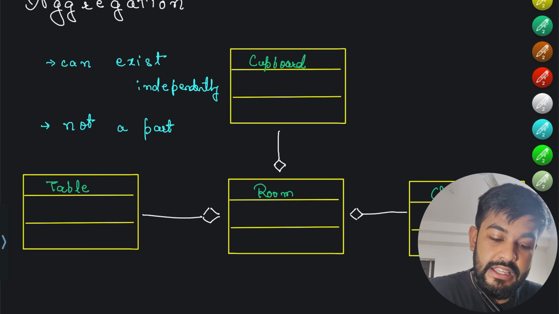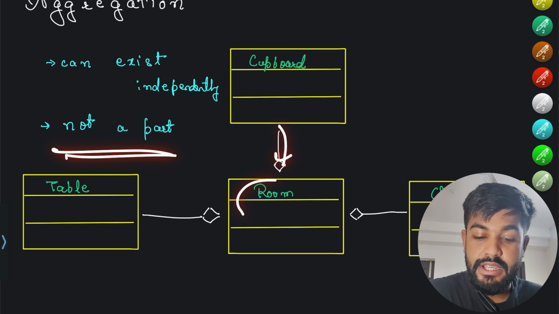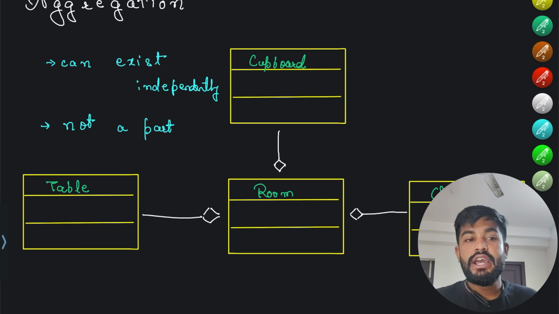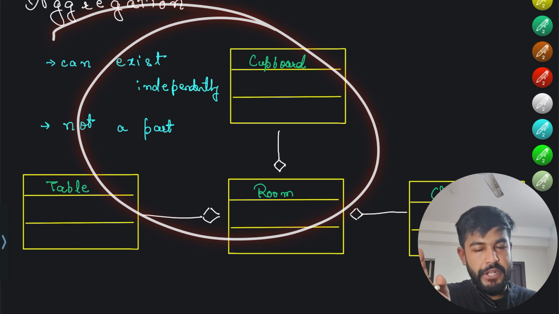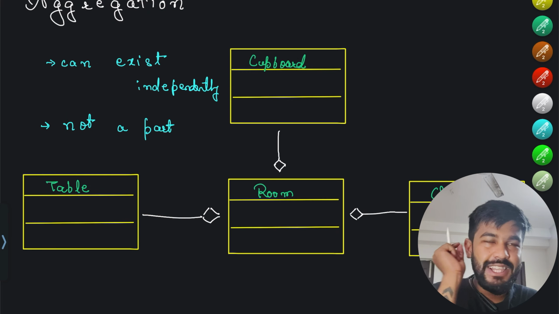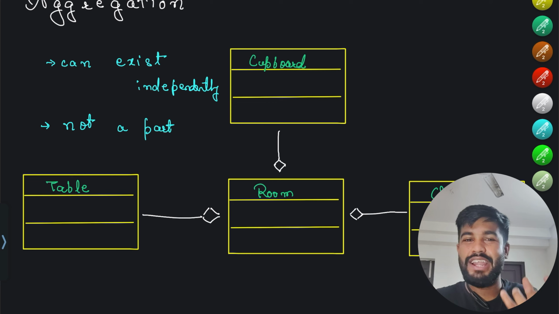So a room is an aggregate of a table, but the table can exist independently. And obviously it is not a part of the room. A part should be like someone who is a part of me, which means he can't exist without me. This is what aggregation means. For remembering, you can just take it as a healthy relationship, where they both have a life of their own.